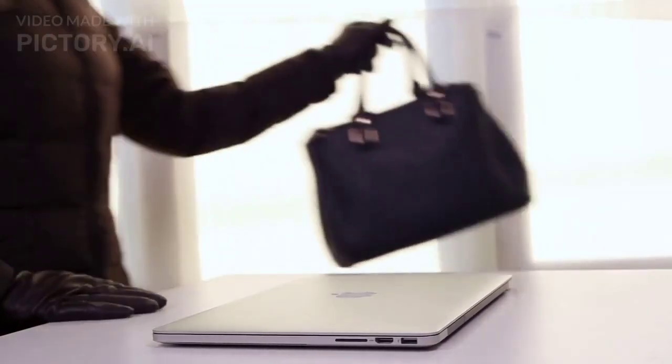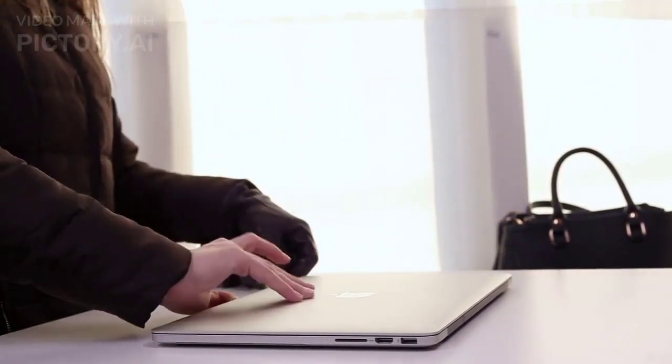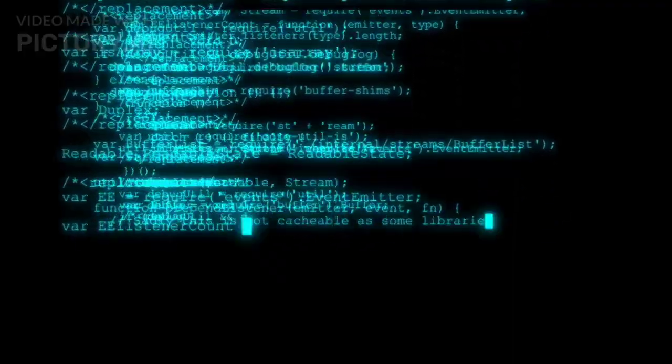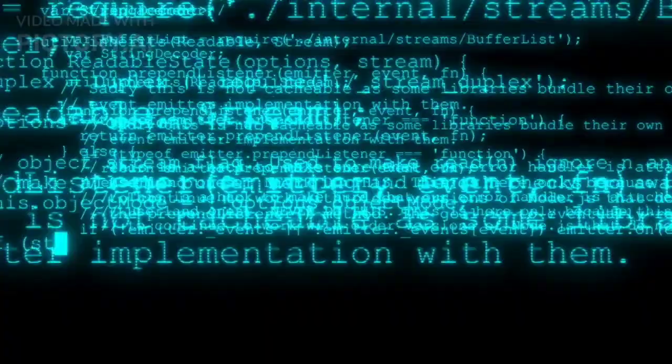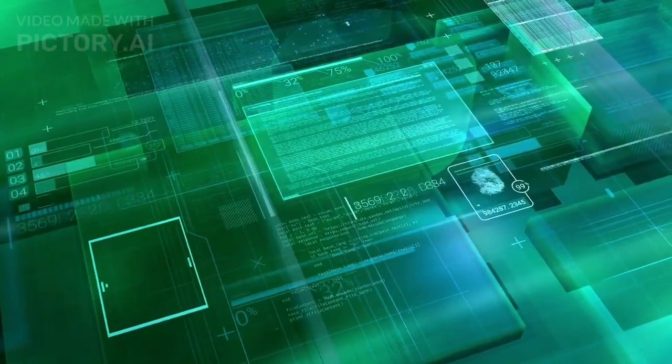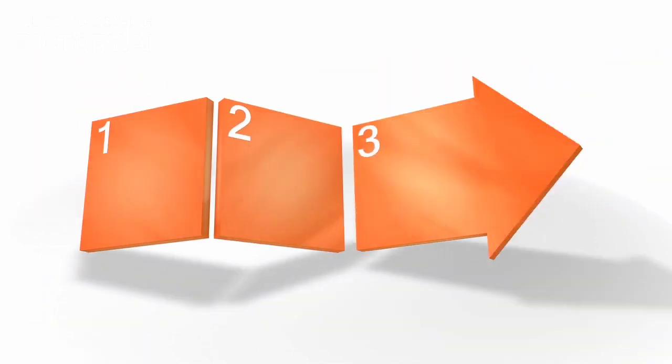You all will be thinking, how is this working, right? Yes, you are right. The answer lies in the concept of virtual memory. Virtual memory is a very crucial concept in operating systems. Let's dive into it and see its magic. First, let's start by understanding the basics.